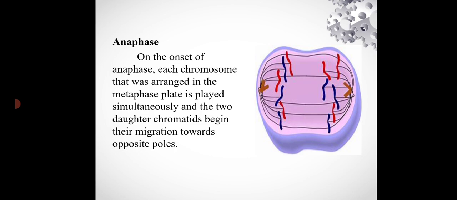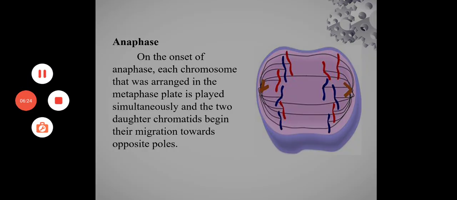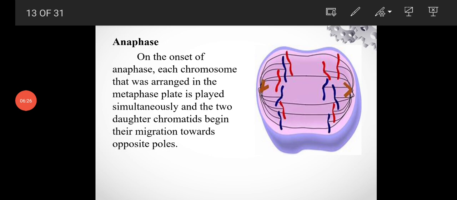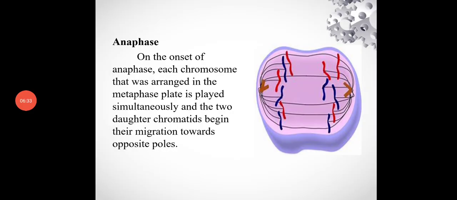At the onset of anaphase, each chromosome arranged in the metaphase plate is split simultaneously and the two daughter chromatids begin their migration towards opposite poles. The spindle fibers pulling causes the chromosomal disjunction. The chromosomes separate.